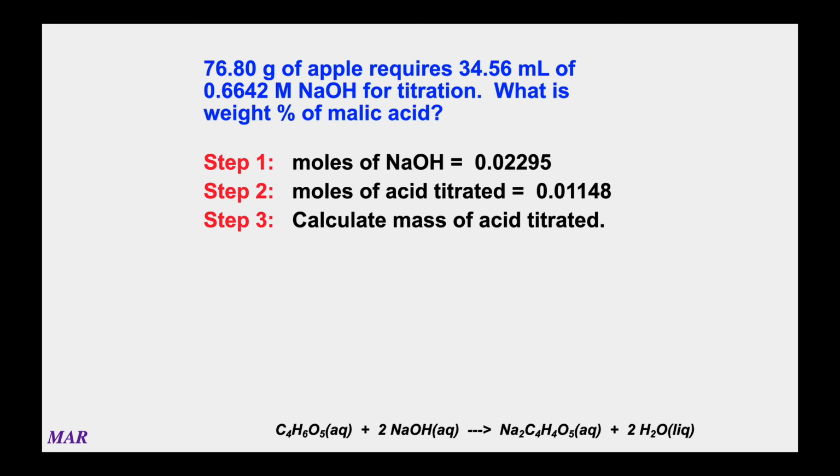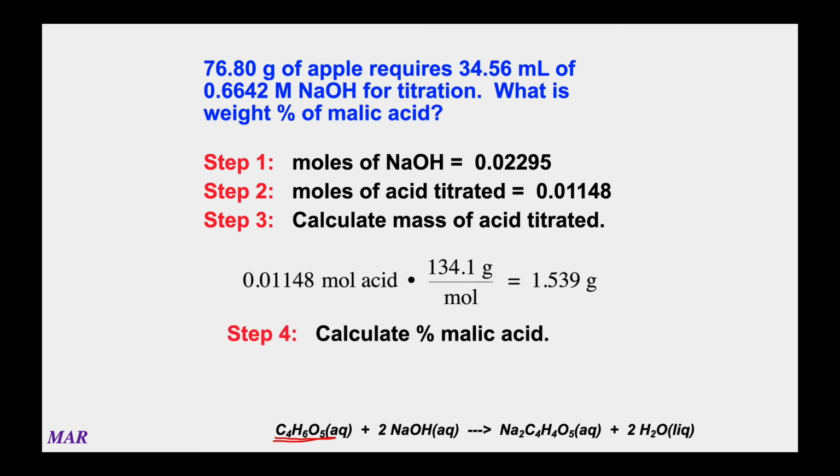Once we know the moles of the malic acid, 0.01148, we can use that to find the grams or mass of the malic acid in the actual apple. The formula for malic acid is right there. So if you add up 4 carbons, 6 hydrogens, and 5 oxygens, you get 134.1 grams per mole. And that times the moles of malic acid gives you 1.539 grams of pure malic acid. Now notice that the whole apple had a mass of 76.80 grams, and only 1.539 grams of pure malic acid were there.